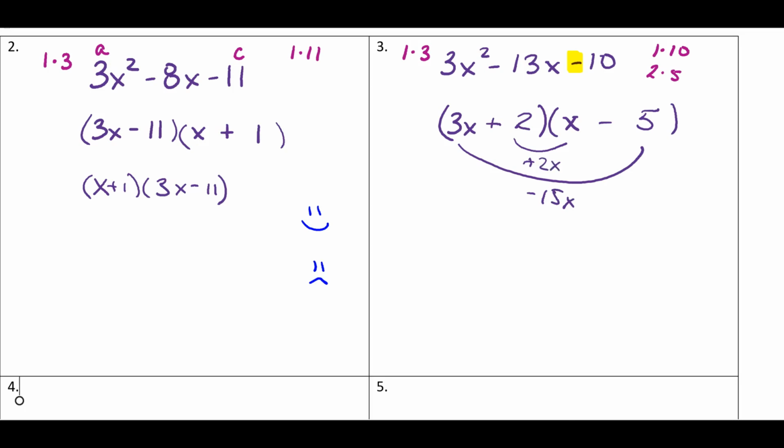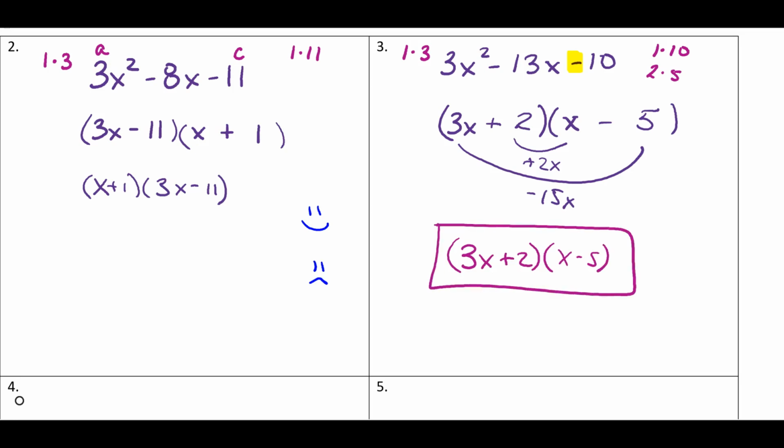Okay, so sometimes you might think, oh, look, I have a 3 and I have a 10, that's going to add up to 13, but the signs don't quite work. So this is why you always have to double check. 3x times x is 3x squared. This adds up to negative 13, and 2 times 5 is negative 10. So our final answer here would be 3x plus 2 and x minus 5.